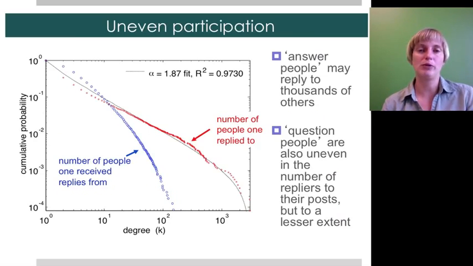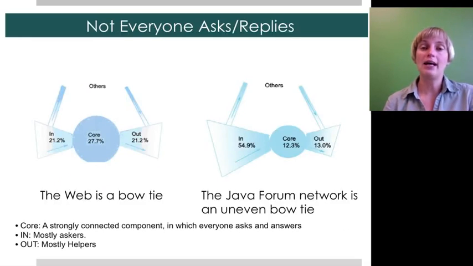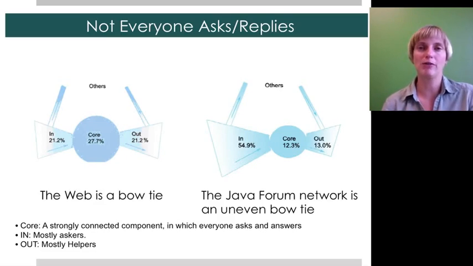Now, as I mentioned before, there's very uneven participation, especially when we look at nodes that post lots and lots of replies. And in addition to looking at these kind of individual node centralities, we can look at the whole structure of the network. And something that I haven't really discussed before is the bow tie model of the web. It's very simple. You have the strongly connected component.